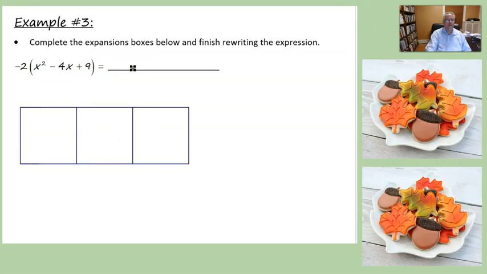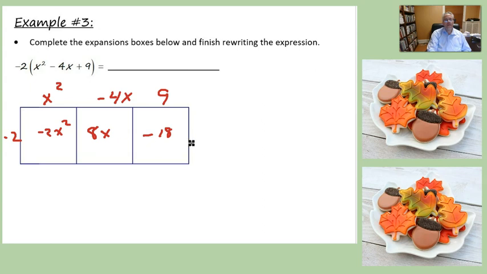Okay, let's try this one. -2, that's the width. It's okay to have a negative width. We're kind of using this for algebra. This would be x squared. Let's make this minus 4x, and this plus 9. So we just have to kind of complete the boxes. So this would be -2x squared. -2 times -4 is +8, and we have an x. -2 times 9 is -18.